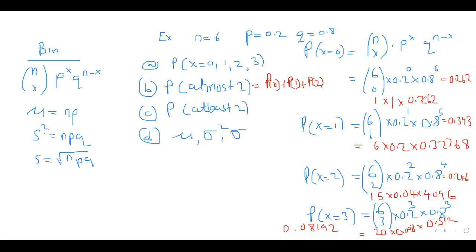What's the probability of 0? We already have it. It is 0.262. Probability of 1, we have it. 0.393. And finally, probability of 2, we have it. 0.246. So when you add 0.262, 0.393, 0.246, it's 0.901.